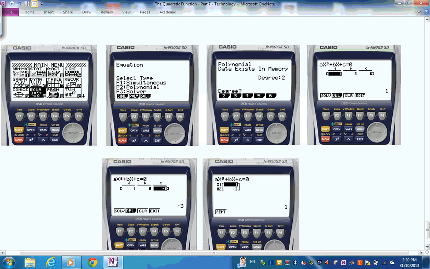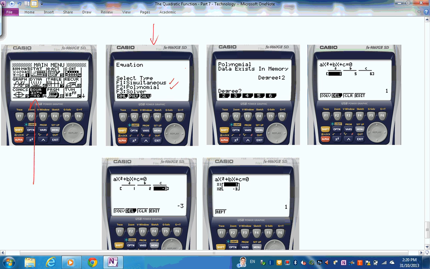All right, so there we are. Equals highlighted. Execute. Here are the options for equations that the calculator will handle. F1 is simultaneous. That means you've got more than one equation you're working together. We did that with some linear equations, if you remember. Polynomial, that's what we've got.